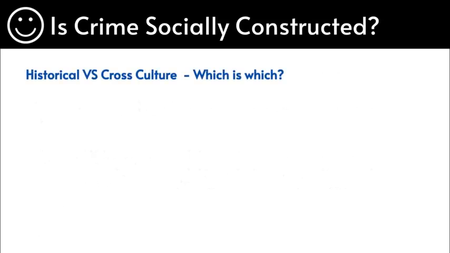Is crime socially constructed? Pause and have a think about the definition of social construction. Socially constructed simply means made up by society. You should be familiar with this word because we've been using it for all the other topics so far. Historical versus cross-culture. When you look at whether crime is socially constructed in an exam, you have to divide it into two lines. One side would be historical, the other would be cross-culture. On the page, I'll be dotting around a few examples. Pause, have a think of which one you think goes where.